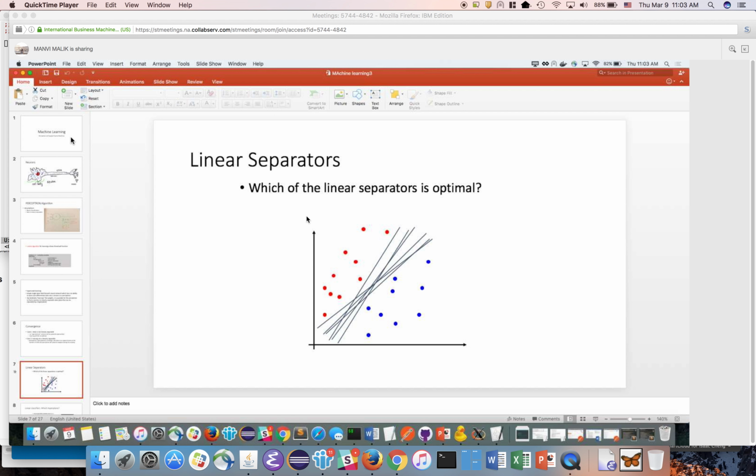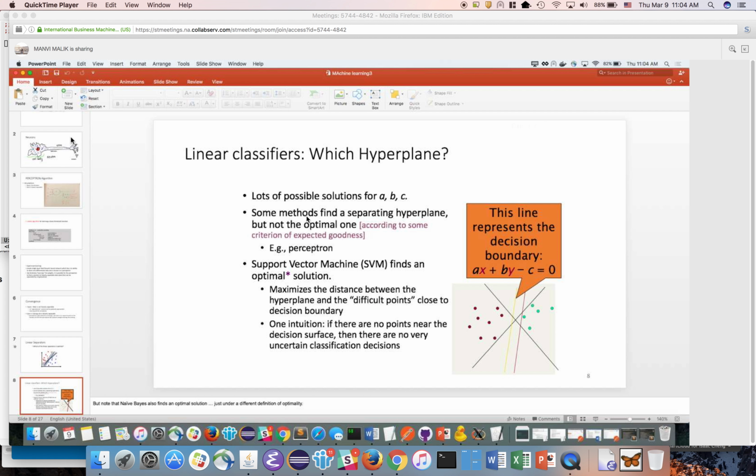Okay, so that is the problem with the linear separators. Let's say all these are the calculated hyperplane values, how are we going to decide which is the optimal one? From there, support vector machines come into the picture. They help in finding out, of all these possible hyperplanes, let's say A, B, C, which one is the best hyperplane to classify the data.